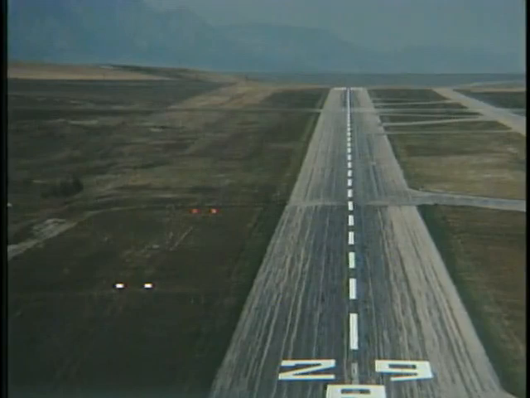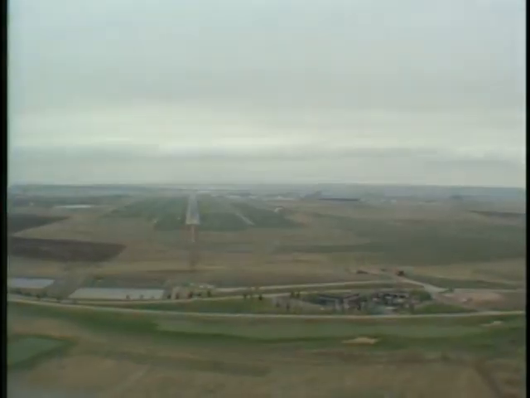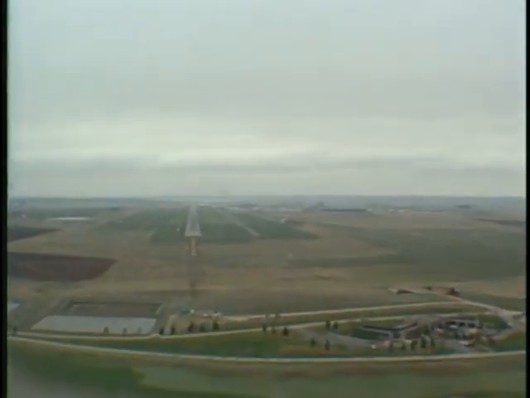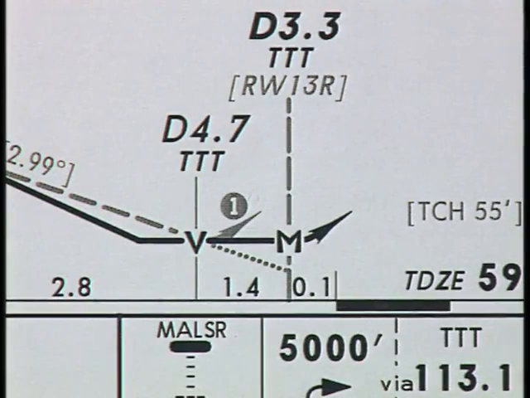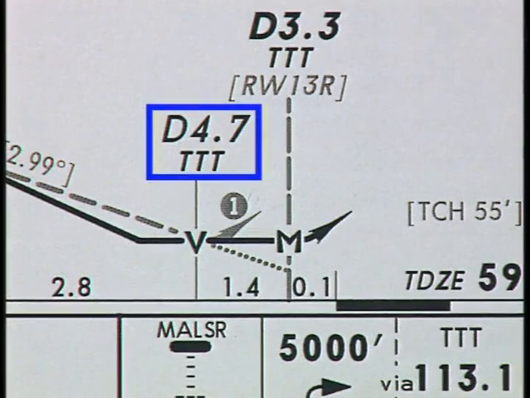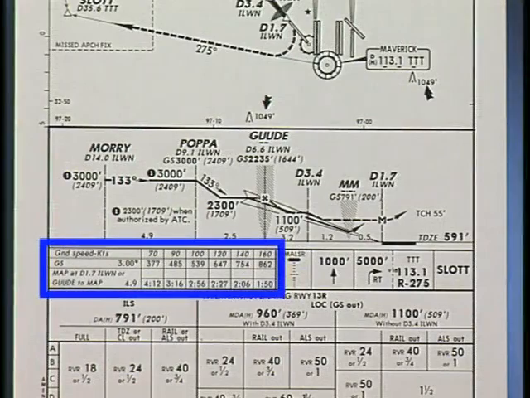If VASI lights are installed at the airport, your aircraft should be on the VASI glide path at the visual descent point. This VDP is identified by the D4.7 DME fix. This point is an advisory fix, as noted by the thin vertical line. Now let's turn our attention to the conversion table located below the profile view.